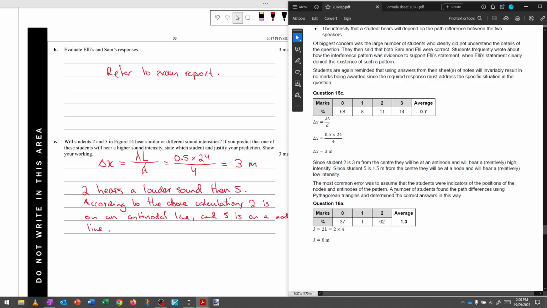Yeah. It does say a number of students found the path differences using Pythagorean triangles and determined the correct answers that way. That's what I did, but it took about 10 minutes. Yeah, it was a long way to do that.